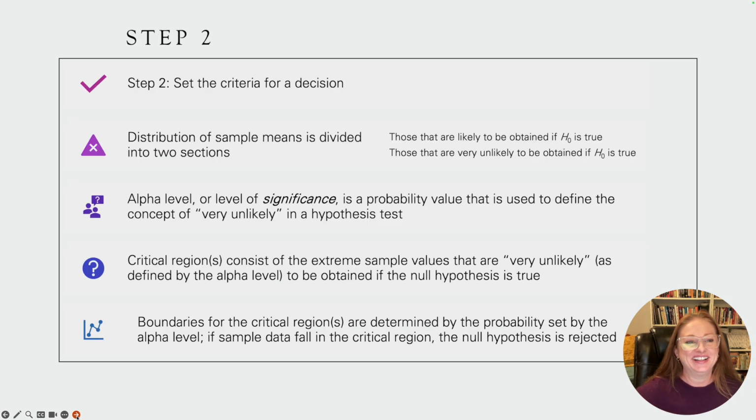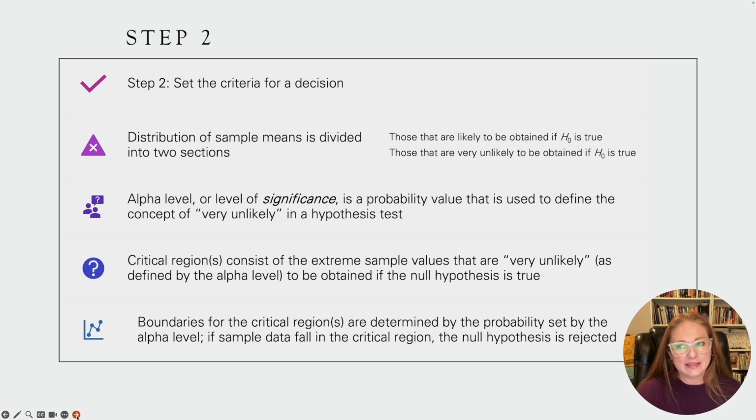Okay. Step 2, set the criteria for the decision. You have to do this right away. Okay, you can't go back and reset the criteria if you miss your mark. Okay. The distribution of sample means is divided into 2 sections. Those that are likely to be obtained if the null hypothesis is true, and those very unlikely to be obtained if the null hypothesis is true.